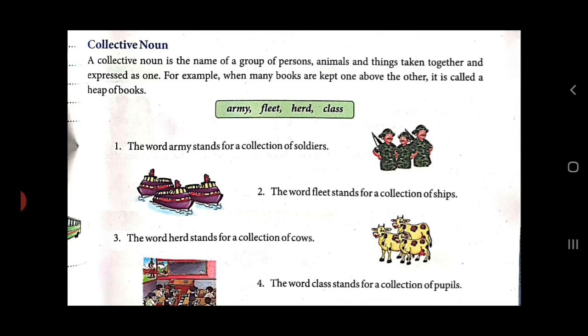Then in the next sentence, when we are talking about collection of ships, then which word do we use? Fleet. Then in the third one, when we are talking about collection of cows, group of cows, then we use the word herd. Okay. And in the fourth one, when we are talking about collection of pupils, then which word is used for that? Class. Okay.